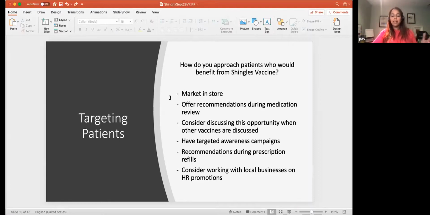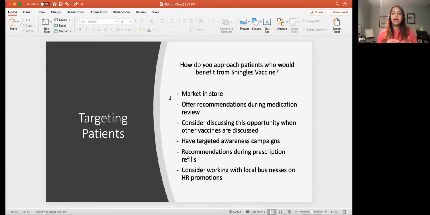Looking at your store, depending on the type of store you are, you may be corporate, independent, or franchised. There are a couple of different approaches you can take. If you are choosing to take this opportunity on the fact that the shingles vaccine no longer requires a prescription, marketing in store is definitely important, making sure that individuals who walk into your store recognize this is something available to them. If you happen to be co-located with a family practice or another healthcare provider, reach out to them and see if they'd be willing to market for you as well. Definitely having signage of some sort helps awareness.